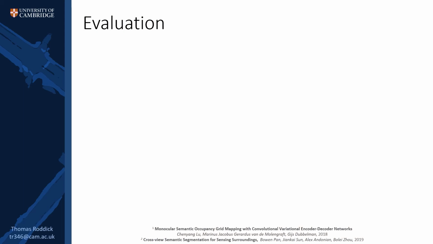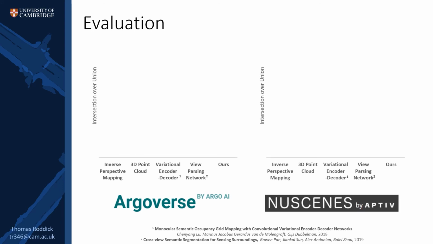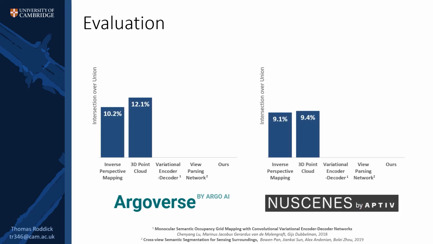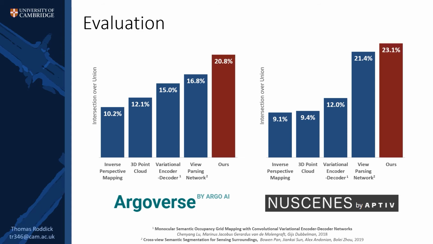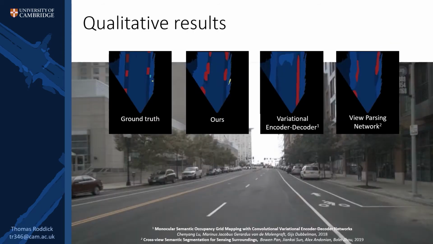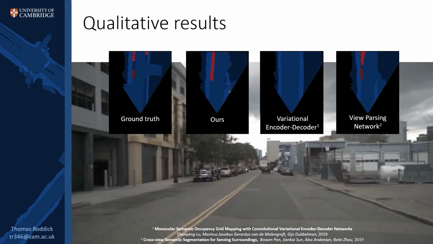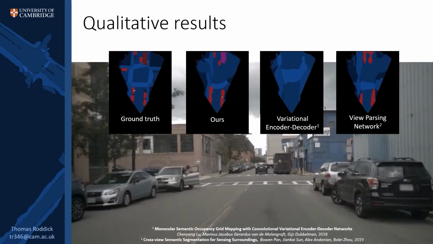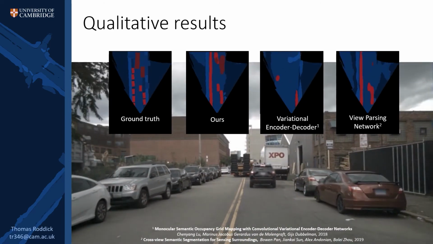We evaluated our method on two real-world datasets, Argoverse and NuScenes. We compare against two simple baseline methods, as well as two existing methods from the literature. We find that across both datasets, we outperform all previous approaches by a considerable margin. We also provide qualitative comparisons between the different methods, which demonstrate that our approach is able to build a significantly more detailed representation of the scene.